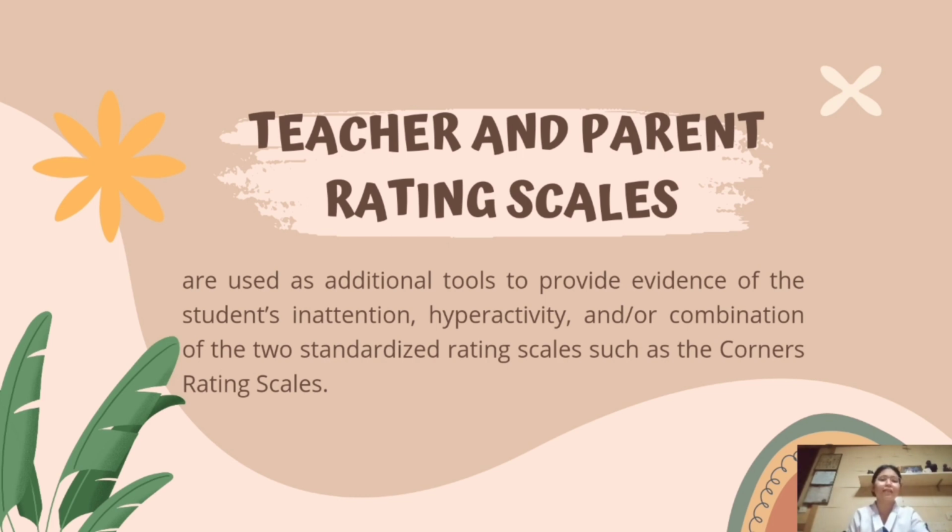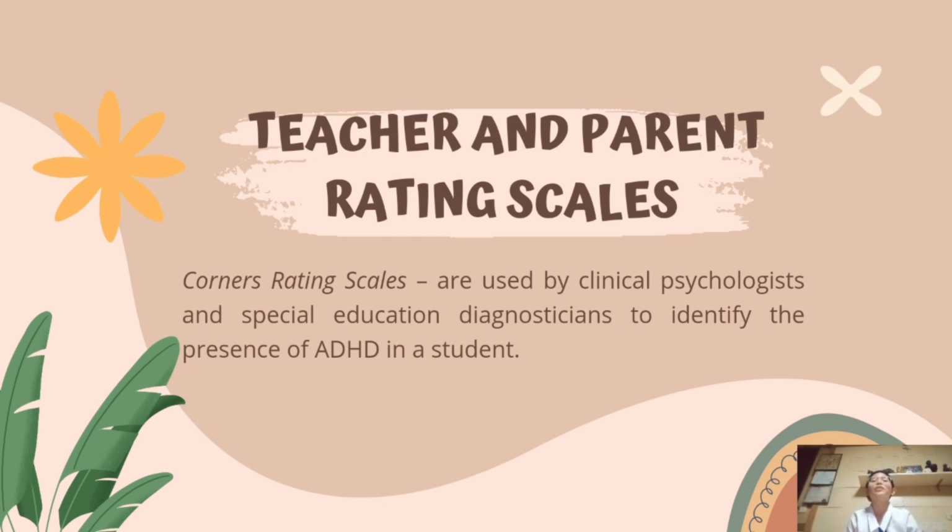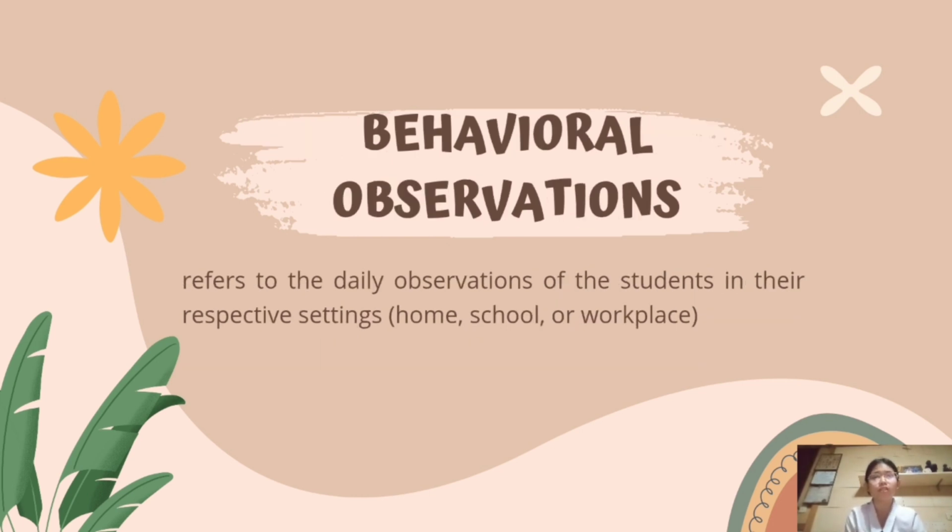Next, Conners rating scales, in connection with the teacher and parent rating scales, are used by clinical psychologists and special education diagnosticians to identify the presence of ADHD in a student. So basically, Conners rating scales are used by professionals to identify the student who has ADHD. And lastly, behavioral observations. It refers to the daily observations of the students in their respective settings, like home, school, or workplace.